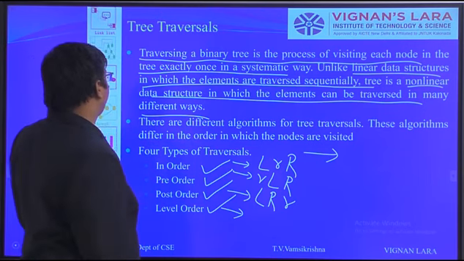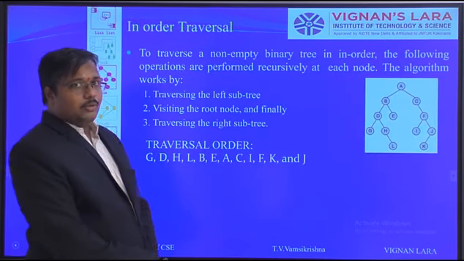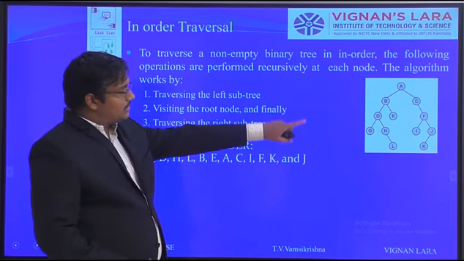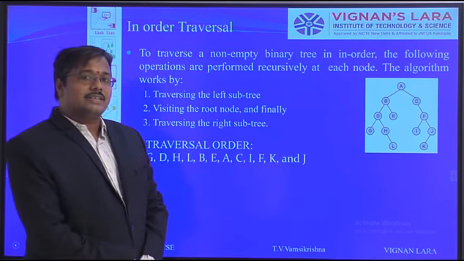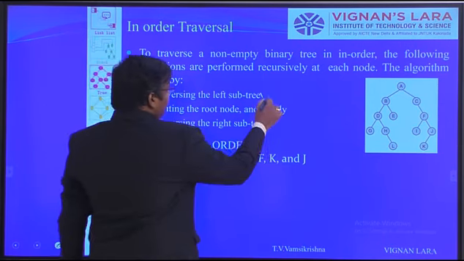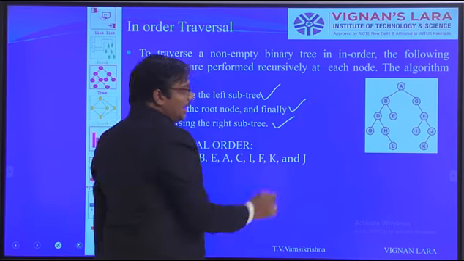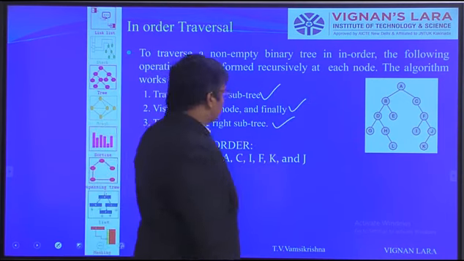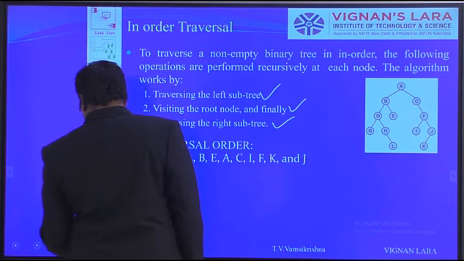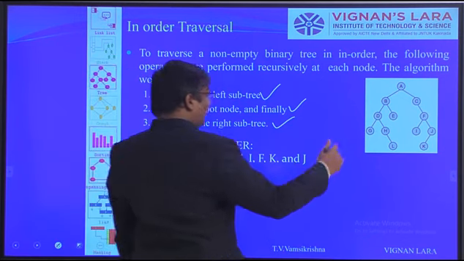So how to find the in-order traversal for this tree? In-order traversal means what? First visit the left subtree, then visit the root, then visit the right subtree. So just concentrate, this is a very simple logic.